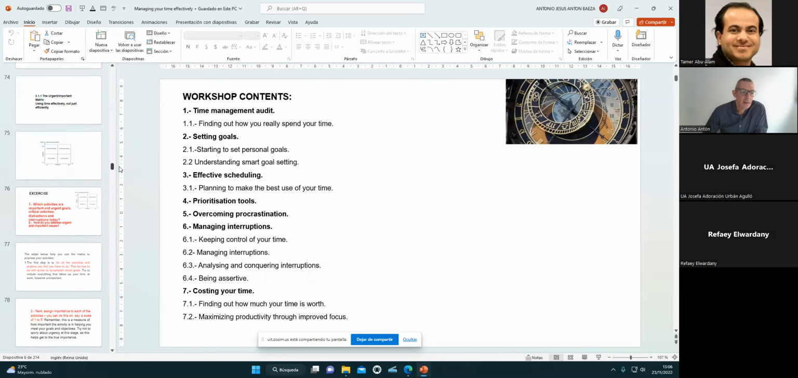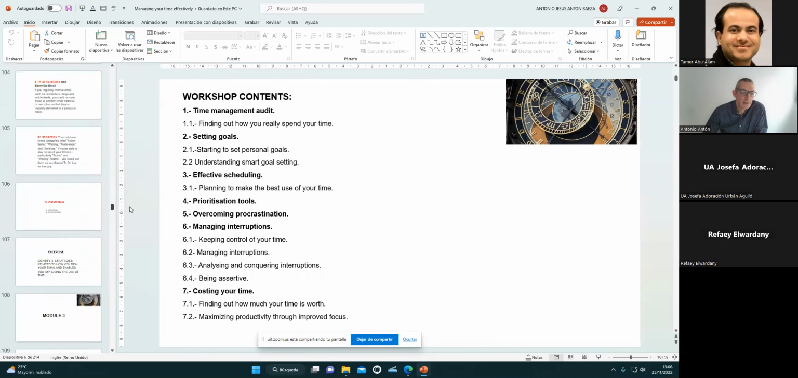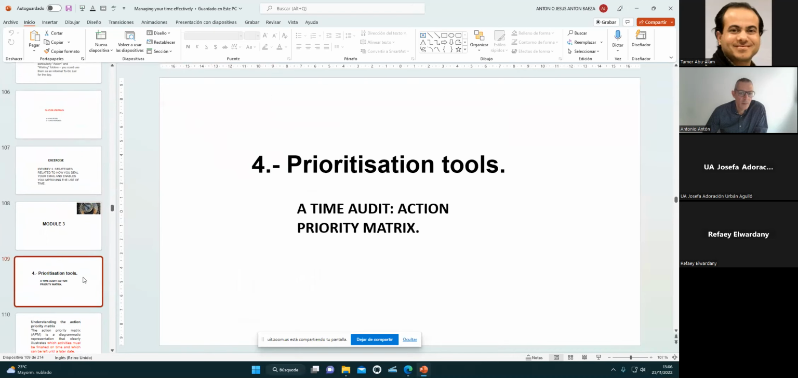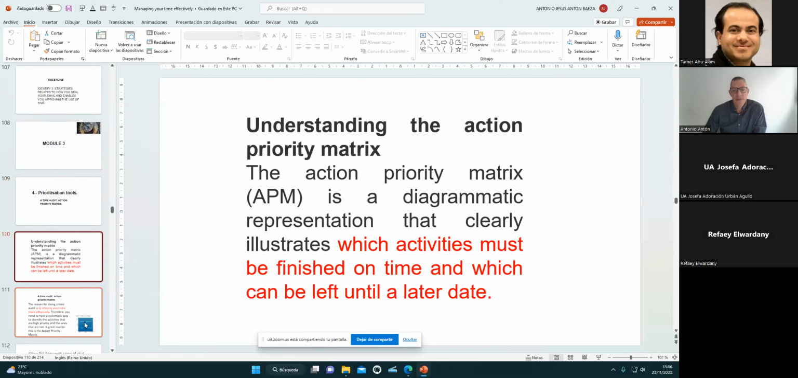So let's start by explaining module 3, which is called prioritization tools. And here in prioritization tools, we need to explain what is called the priority matrix. For me, the priority matrix is fantastic. You need to make prioritizations, and you need to define which activities must be finished on time and which activities must be finished later. So this is clear.